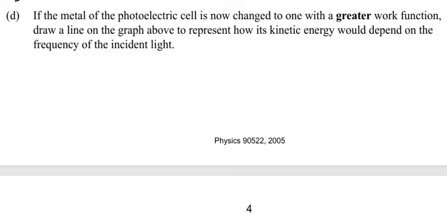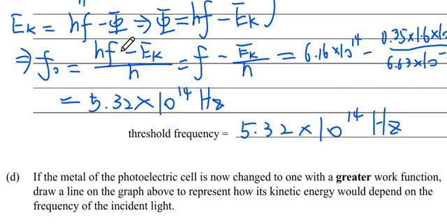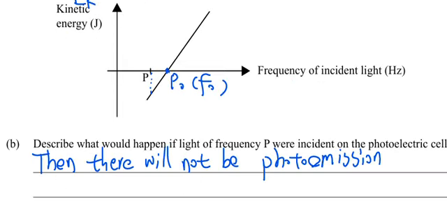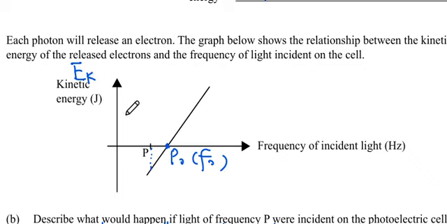Let's look at this question D. It is still the paper 2005, question 1. Now this is D part of it. If the metal of the photoelectric cell is now changed to one with greater work function. Now actually for this question we are given the relationship between the kinetic energy and the frequency.